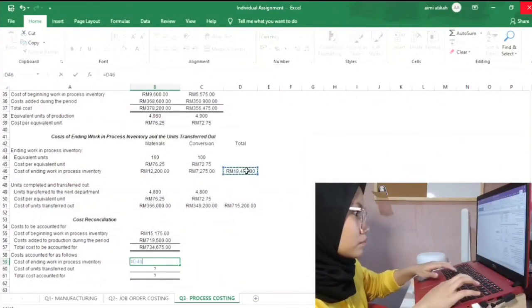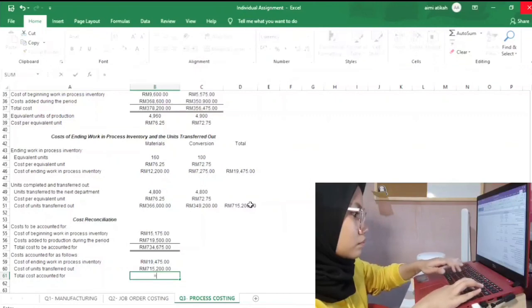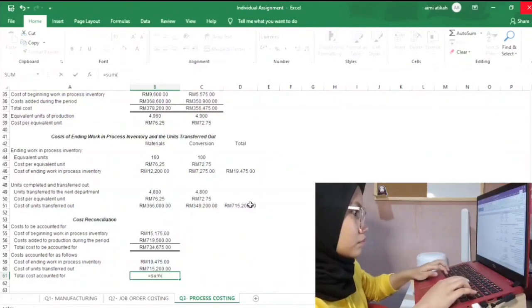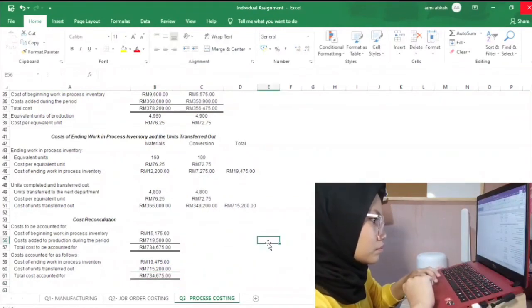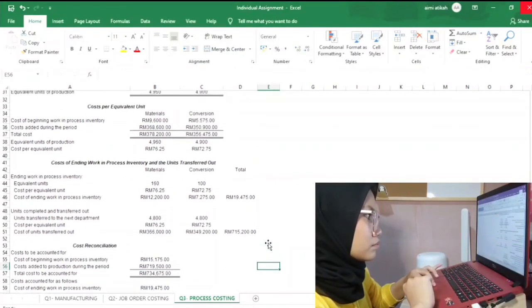And as for cost accounted for as follows: cost of ending work in process inventory, cost of units transferred out, and total cost accounted for. I will sum the two of them to get the total cost accounted for.